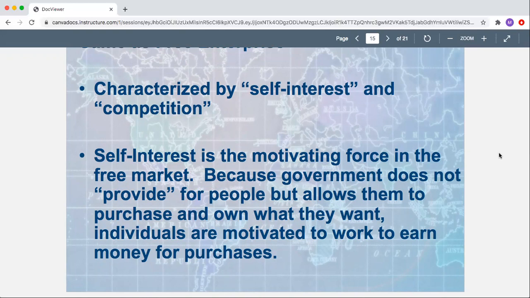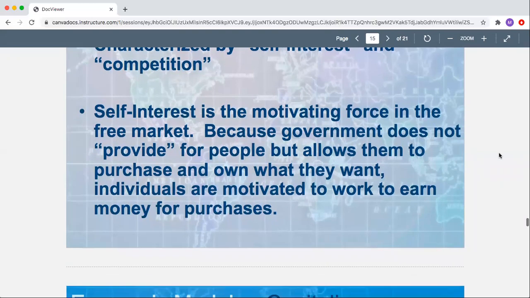So again, that goes into the idea of you go and you get a job to be able to afford things that you want. So because the government is not giving you the money, you have to go out and get a job and earn the money so that you can buy what you want to buy.